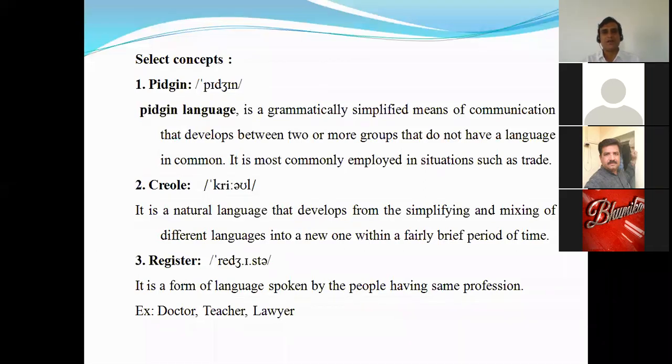Next term is pidgin. A pidgin language is a grammatically simplified means of communication that develops between two or more groups that do not have a language in common. And it is most commonly employed in situations such as trade.